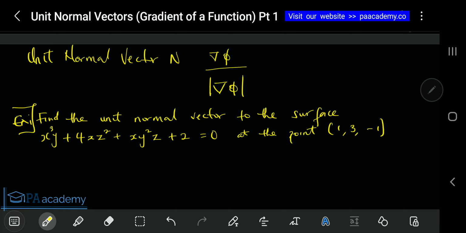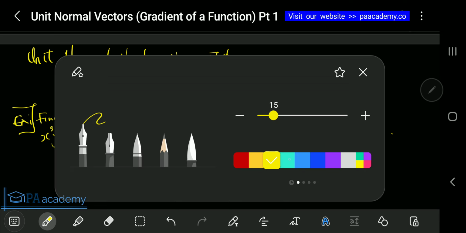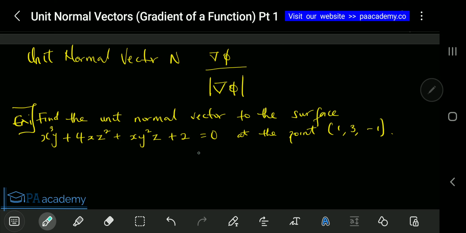Here's the question. It says find the unit normal vector to the surface x cubed y plus 4xz squared plus xy squared z plus 2 equals 0 at the point (1, 3, -1). Let's quickly do this. Since we are looking for the unit normal vector and we already have the formula, it's already given to us.